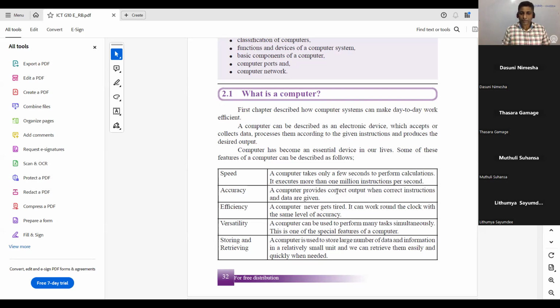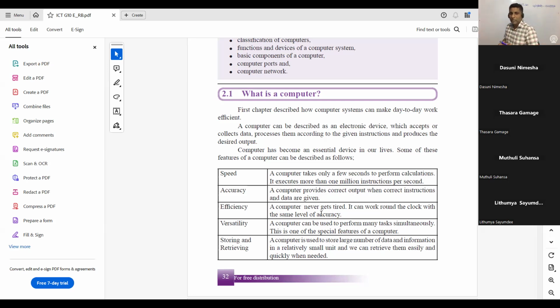It says it executes more than 1 million instructions per second, right? Today, more than that. When they introduced microprocessors, the term million instructions per second came. The microprocessor was introduced maybe 3-4 decades back, right? Now you can imagine how fast it is. Accuracy you're talking about, and the efficiency, right? The computer never gets tired unless you provide the... the computer won't get tired, but there are certain limitations.